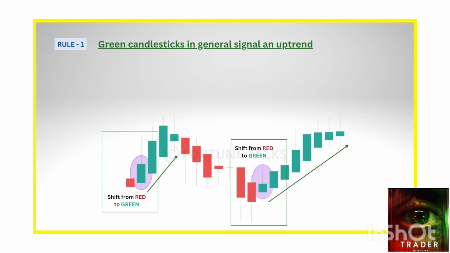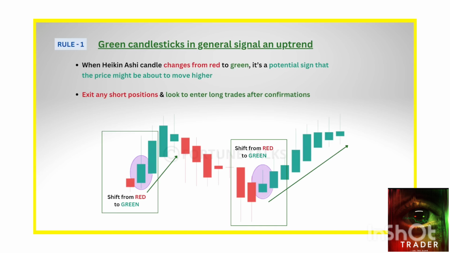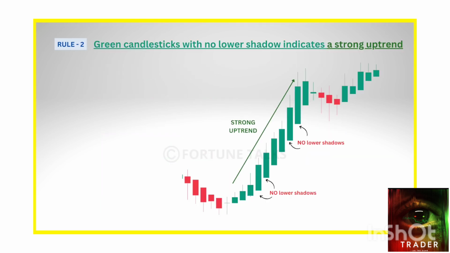So rule number 1 is that green candlesticks signal an uptrend. When Heikin-Ashi candles change from red to green, it is a sign that the price might be about to head higher. If you are currently in a short position, you may want to exit, and if you're currently in a long position, you may want to add more to your position depending on your risk appetite.